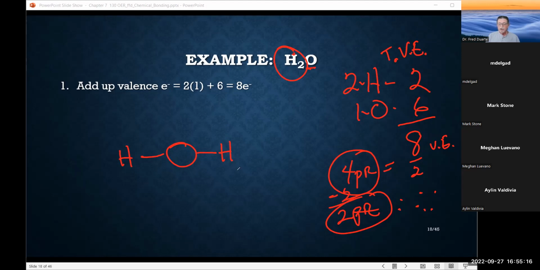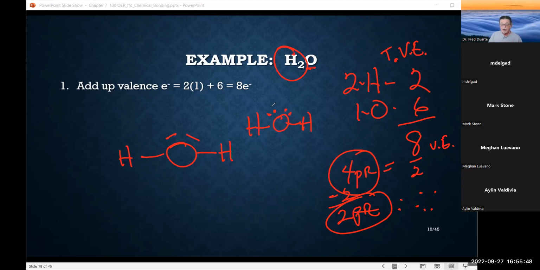Now, I can't put them on the hydrogen. Why? Because the hydrogen's duet has been fulfilled. So the only logical place to put those 2 pairs has to be on the oxygen itself. And I can very quickly just draw 2 lines there, and I have my 4 pairs. Now you can draw the 2 lines if you like, or I can draw the 2 dots for that. Either way, it's the same thing. I prefer the lines, but whatever you're comfortable with.